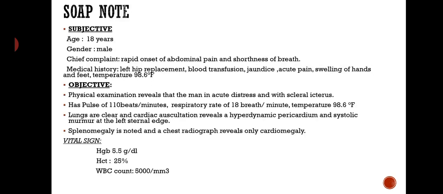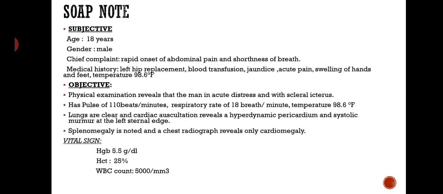Objective: physical examination reveals the man in acute distress and with scleral icterus. What is scleral icterus? It is most often caused by the obstruction of the bile duct, referred to as jaundice. He has a pulse of 110 beats per minute, respiratory rate of 18 breaths per minute, temperature is 98.6 Fahrenheit. Lungs are clear, and cardiac auscultation reveals a hyperdynamic pericardium and a systolic murmur at the left sternal edge. Splenomegaly is noted, and the chest radiograph reveals only cardiomegaly.